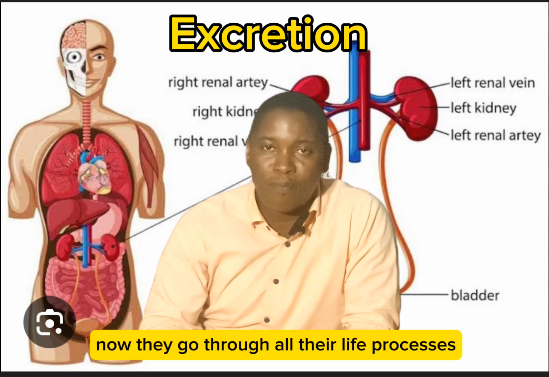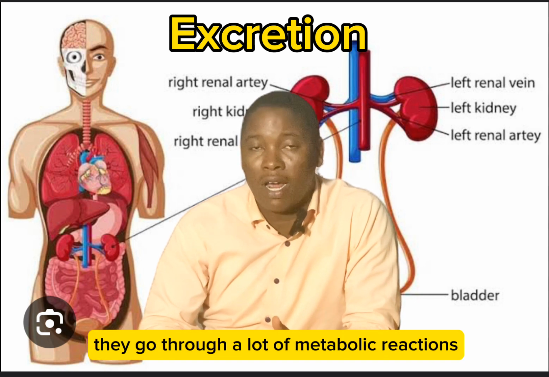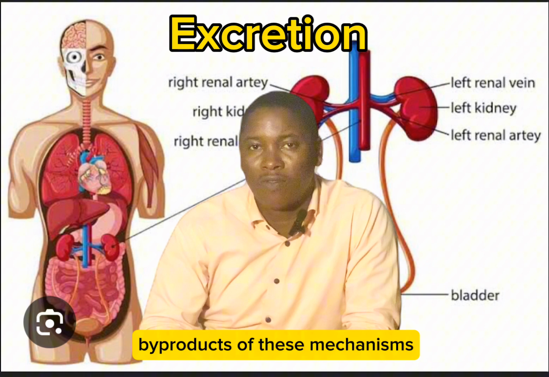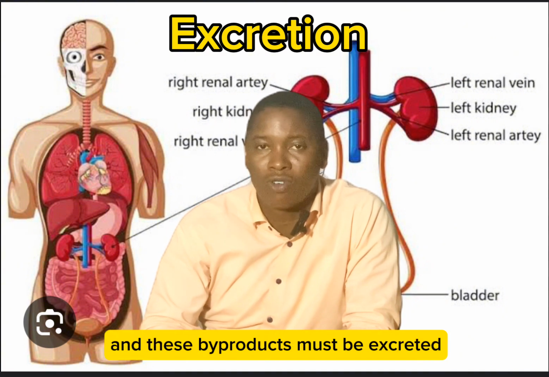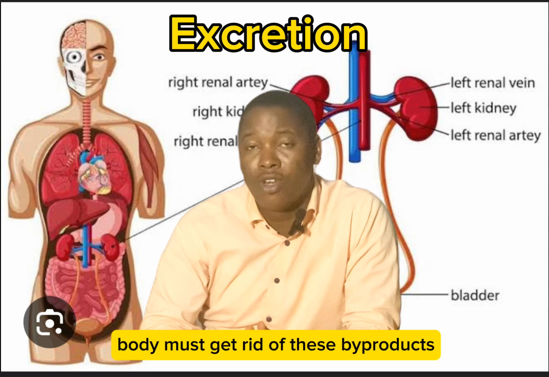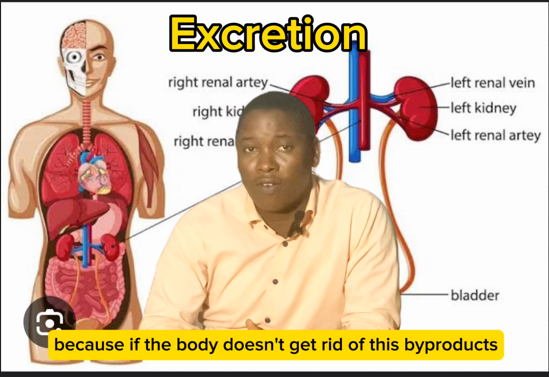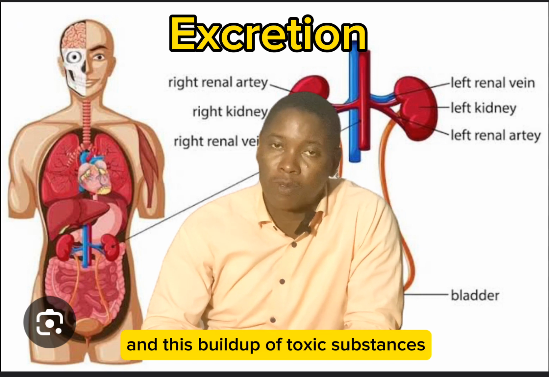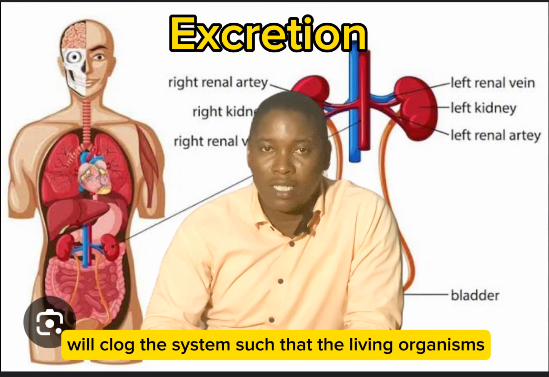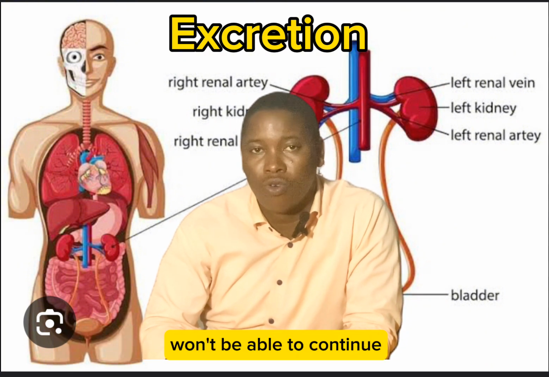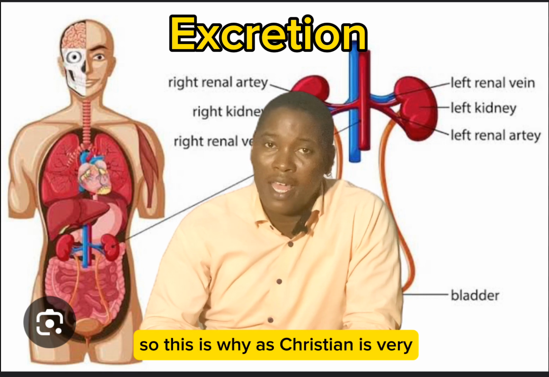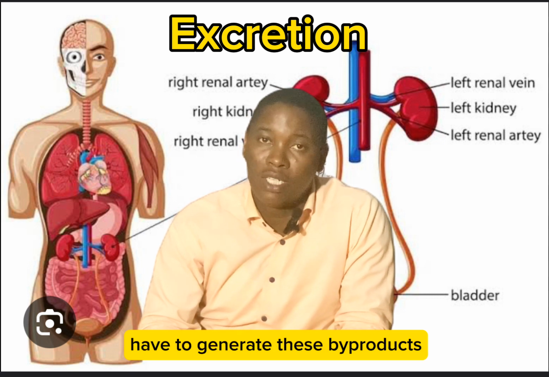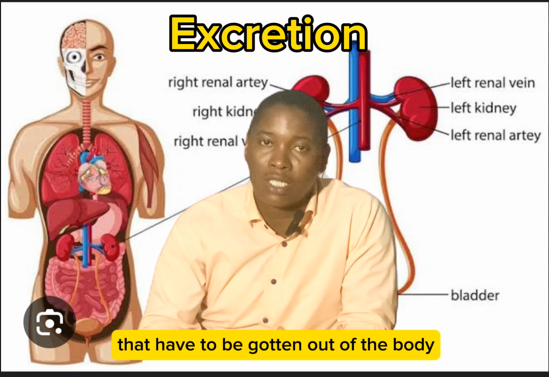Now, as they go through all their life processes, they go through a lot of metabolic reactions, and these metabolic reactions generate a lot of byproducts of these mechanisms, and these byproducts must be excreted from within the body. The body must get rid of these byproducts, because if the body doesn't get rid of them, there tends to be a buildup of toxic substances, and this buildup will clog the system such that the living organisms won't be able to continue all their life processes. So this is why excretion is very, very important. Metabolic activities generate these byproducts that have to be gotten out of the body.